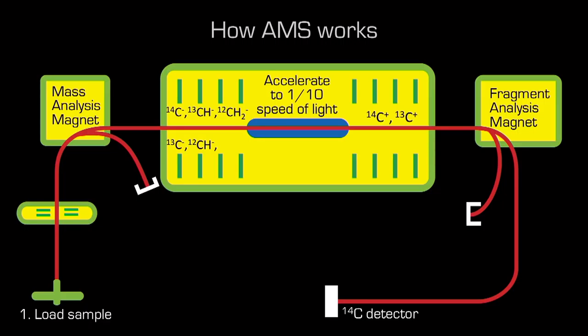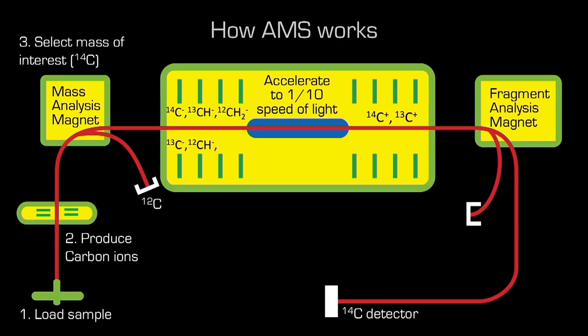So you have all these different carbon ions that you load into the sample. You might have carbon-12, carbon-13 and carbon-14 all together. You might also have a carbon-12 bound to two hydrogens, which also equals 14, or a carbon-13 bound to one hydrogen, which equals 14 too. Well, we're interested in just the carbon-14 atoms. So you load your sample, produce your carbon ions, and then through what's called a mass analysis magnet, you select the mass of interest. In our case, it's carbon-14.